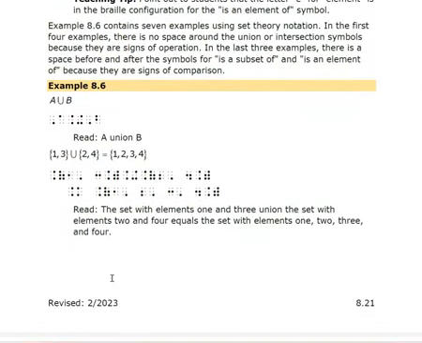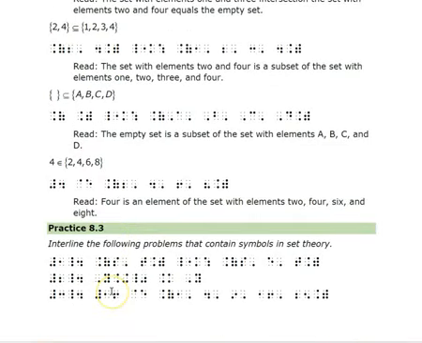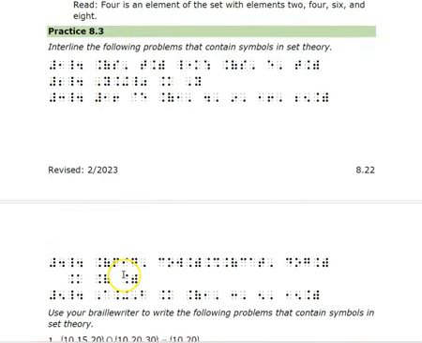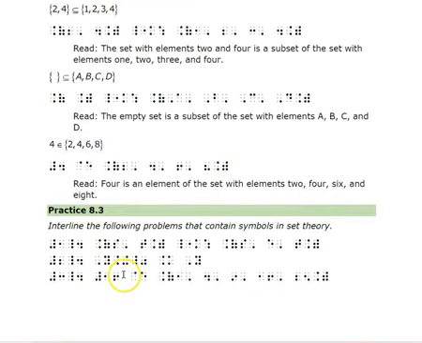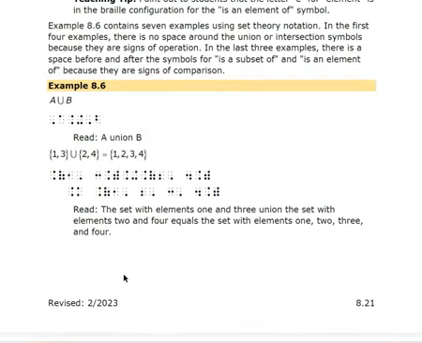Example. 8.6 follows 8.3. You need to do 8.3 practice. Okay, so we've got A union B: capital A, the 4-6 ing sign, capital B. Then we've got the set with elements 1 and 3 union the set with elements 2 and 4 equals the set with elements 1, 2, 3, and 4.